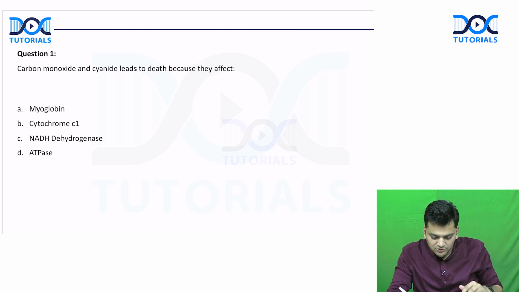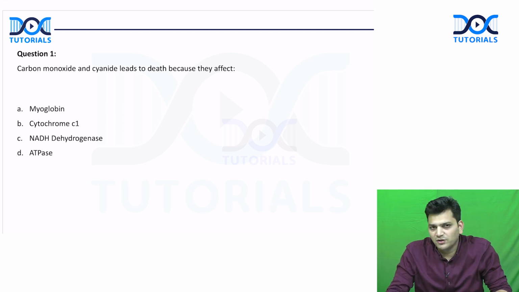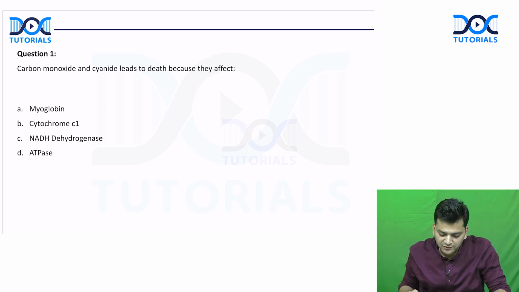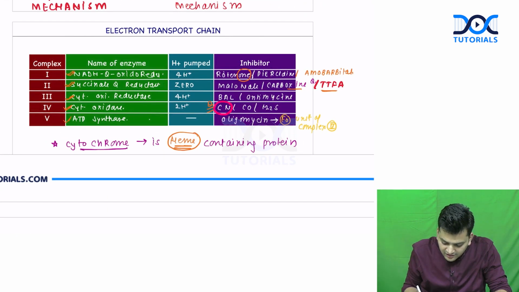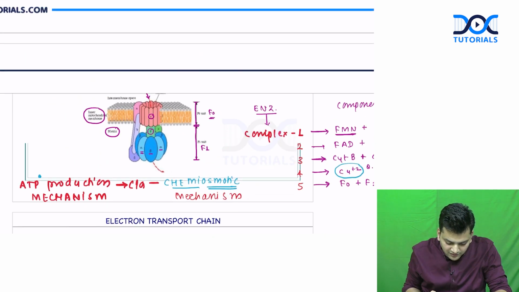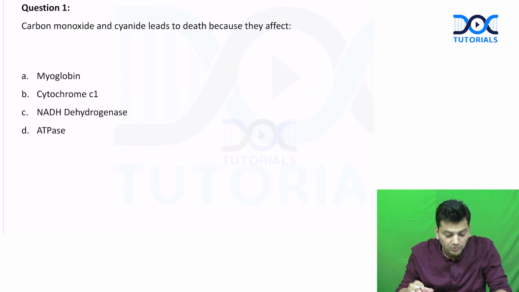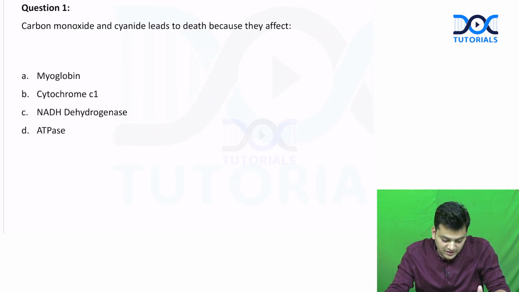Now, when it comes to this question, the options were controversial, because we know that carbon monoxide and cyanide are going to affect complex 4 of the electron transport chain. Here you can see the table from the notes: cyanide and carbon monoxide affect complex 4, and complex 4 is cytochrome oxidase. Now, when we go to the options, there is no option called cytochrome oxidase. Whereas one similar option was cytochrome C1.